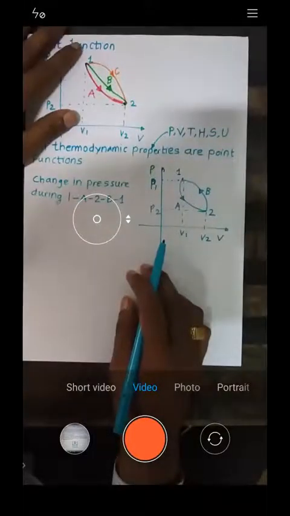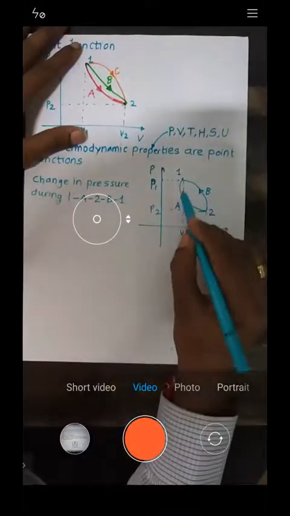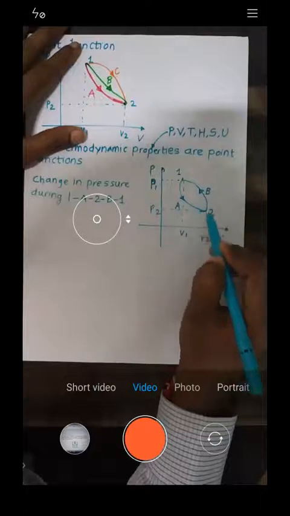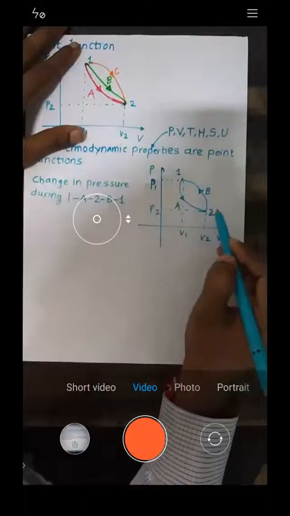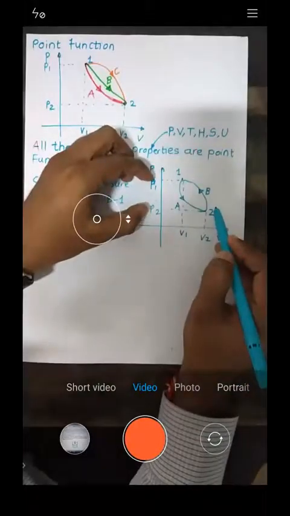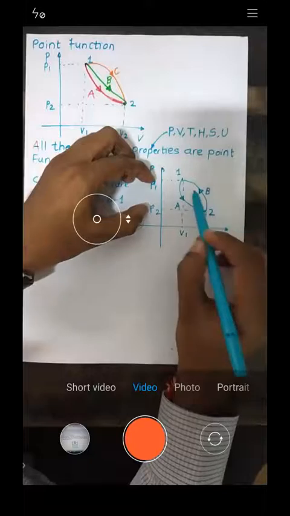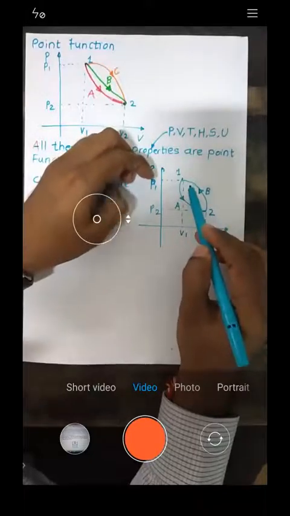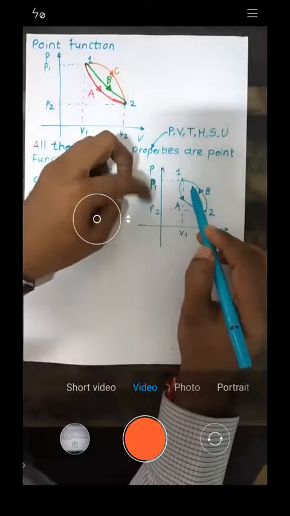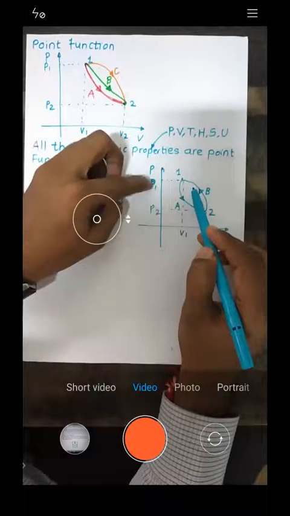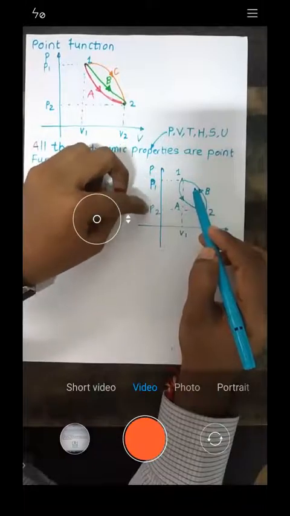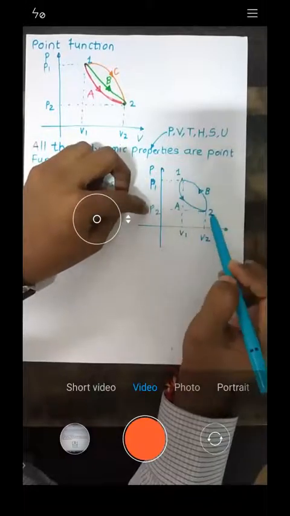Yes, exactly. See, why is it so? When you move from 1 to 2, the pressure decreased from P1 to P2. So the decrease in pressure was P1 minus P2, right? When you move from 1 to 2, try to understand.